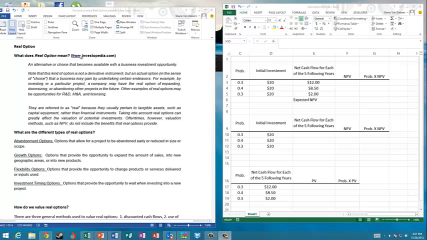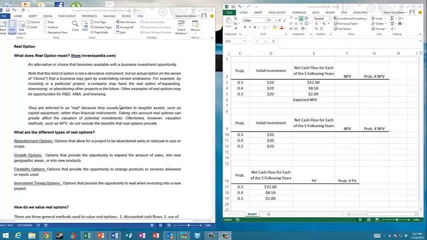From Investopedia, one of my favorite sources of information, they define it as an alternative or choice that becomes available with a business investment opportunity. It's not a derivative instrument, but an actual option in the sense of a choice that a business may gain by taking certain endeavors. For example, by investing in a particular project, a company may have the real option of expanding, downsizing, or abandoning other projects in the future. I'll give you an example of a few of those in a minute.